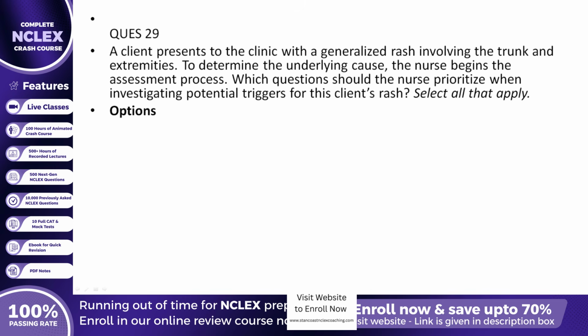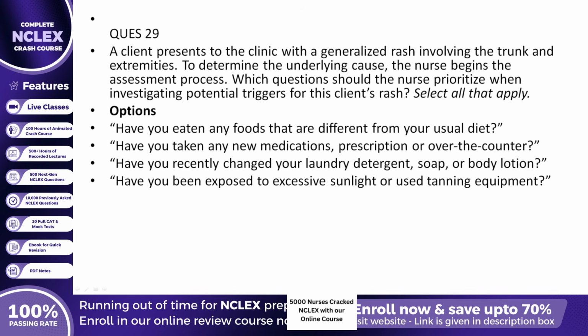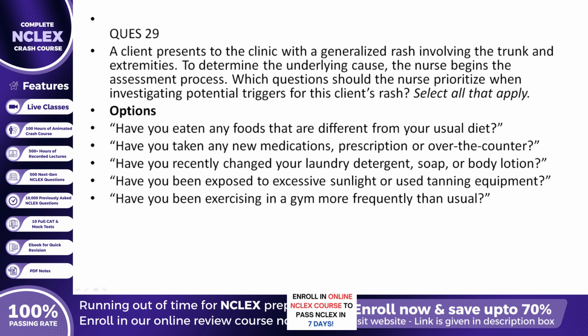The first option is, have you eaten any foods that are different from your usual diet? The second option is, have you taken any new medications, prescription, or over-the-counter? The third option is, have you recently changed your laundry detergent, soap, or body lotion? The fourth option is, have you been exposed to excessive sunlight or used tanning equipment? The fifth option is, have you been exercising in a gym more frequently than usual? And the sixth option is, have you gotten any new pets or had contact with animals not previously around you?